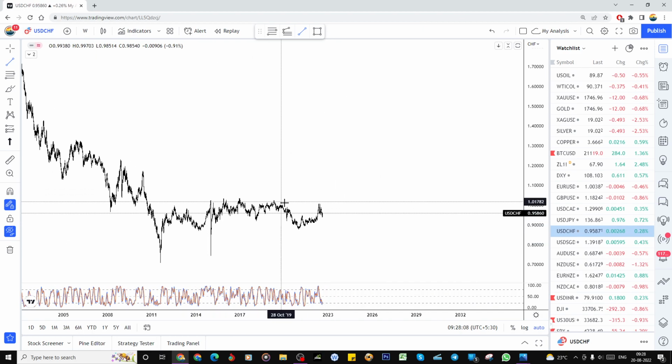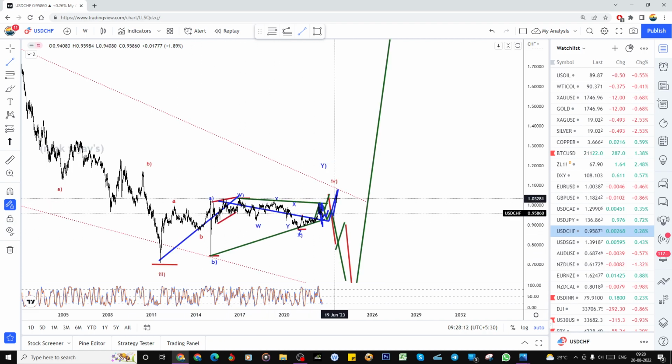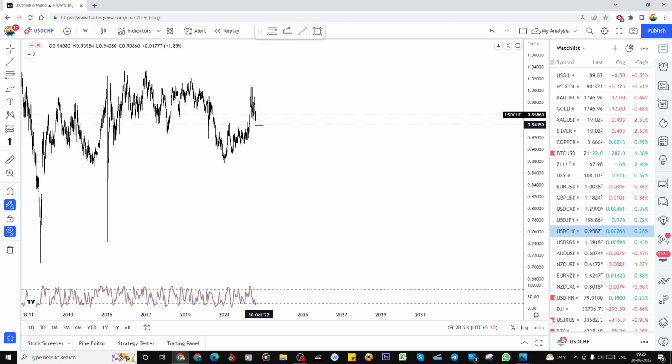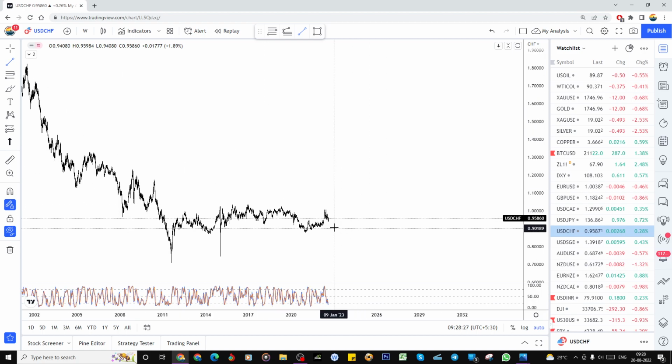Here, what we did is, either I'm expecting this to be a triangle, or it could be a flat correction also. According to that, this is the A, this is the B, this is the C. So this could be the D, or it could again come to the downside, and one more E, and it won't break this high. That could be possible for the triangle, and it can come to the downside also. So that is one possibility.